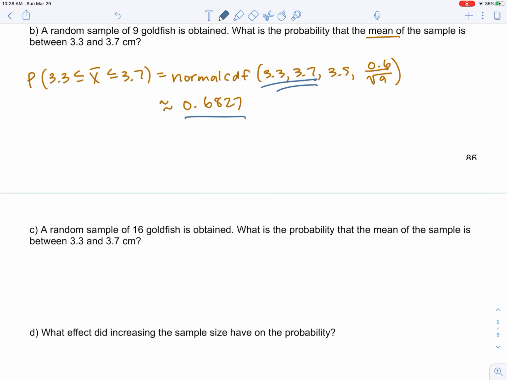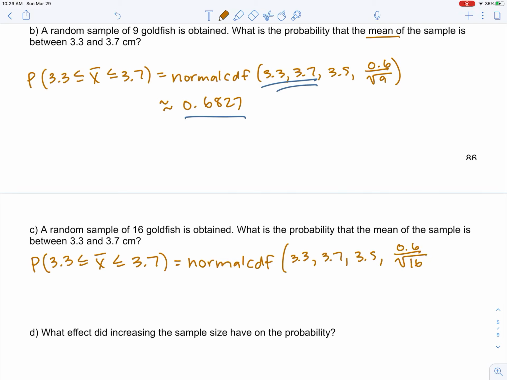A random sample of 16 goldfish is obtained. What is the probability that the mean of the sample is between 3.3 and 3.7 centimeters? This will be virtually identical to the above example, except that the sample size has changed to be a little bit larger. So the bounds are the same. Okay, 3.3, 3.7. The mean is the same.